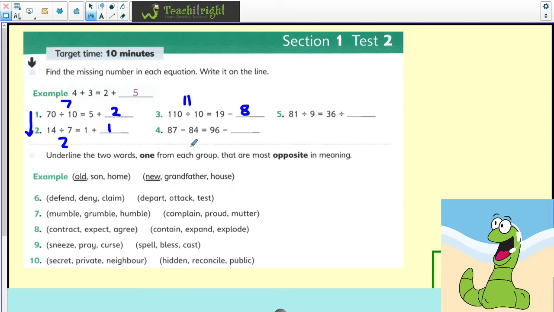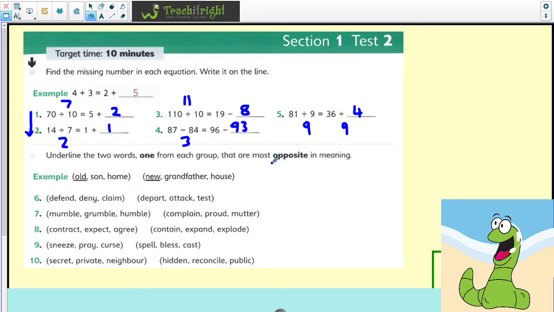Question 4, 87 take away 84 gives us 3. And then what do we need to take away from 96 to make 3? Well, it'll be 93. Question 5, 81 divided by 9, about knowing your times tables, is 9. 36 then divided by 4 gives us 9 as well. So the answer was 4.